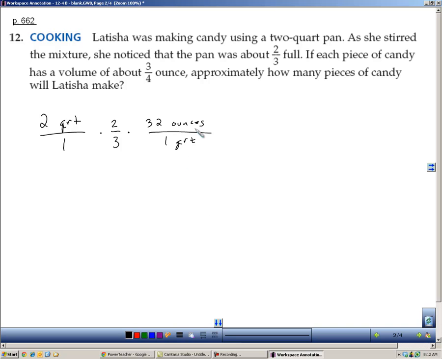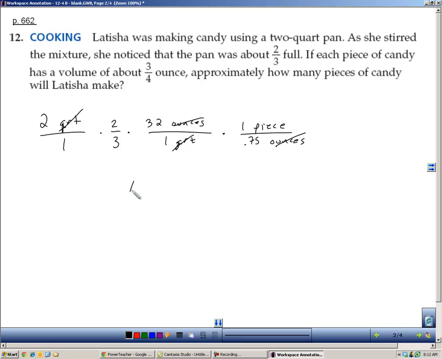Now I've got to get ounces to be in pieces of candy. Well, we're told that each piece has a volume of 3/4, so if I take the amount of ounces and divide it by 3/4, that'll tell me how many pieces I have. So I can say that 1 piece of candy is 0.75 ounces, because if you divide the ounces by the ounces per piece of candy, that will tell you how many pieces you have. So let's see what that does. Quarts will cancel with quarts. Ounces will cancel with ounces. I'm left with a piece, and then I can multiply all these values.